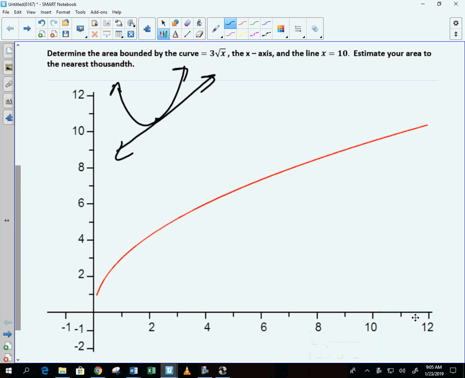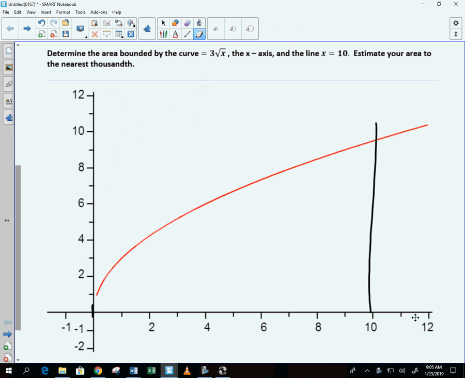So here we have a curve, 3 roots of x on the x-axis, and we have a line of x is equal to 10. So that would be a vertical line right here. And it's saying I would like to find this area right here between 0 and 10. And the other day, you guys went about this, didn't you? And you constructed all sorts of shapes, didn't you? Okay. And we're going to do one example right here.